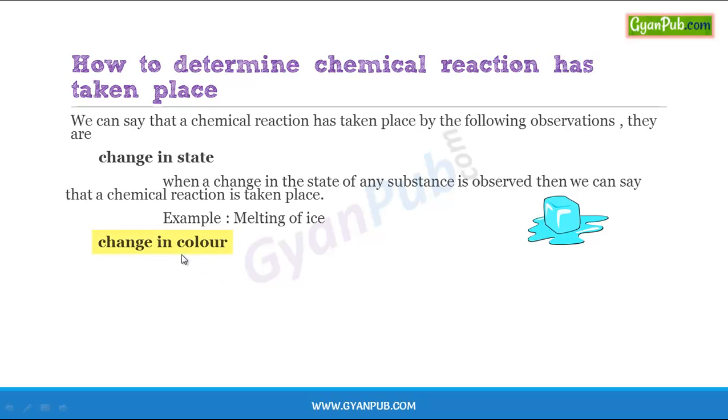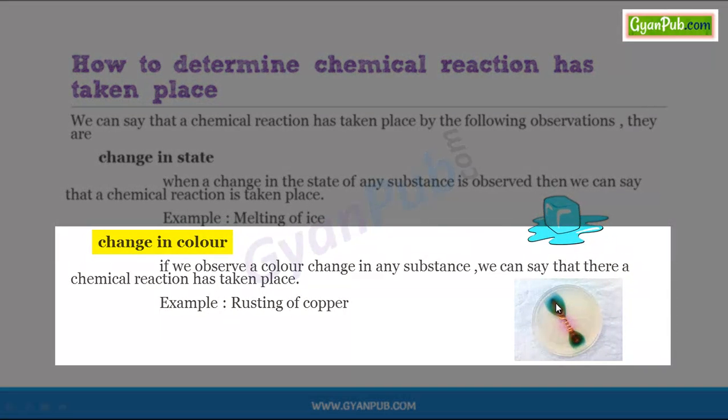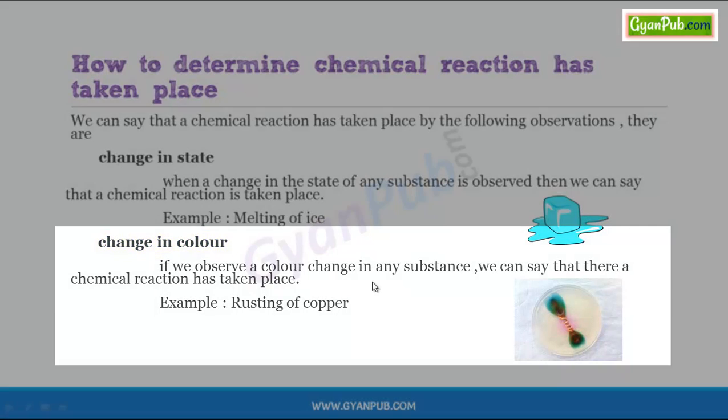And if we observe a change in color of the initial substance, then we can say that a chemical reaction has taken place. For example, rusting of copper. In the process of rusting of copper, the initial color was brown, and after getting rusted, it changes its color into green. Here we can observe copper which got rusted, and the color change indicates a chemical reaction.